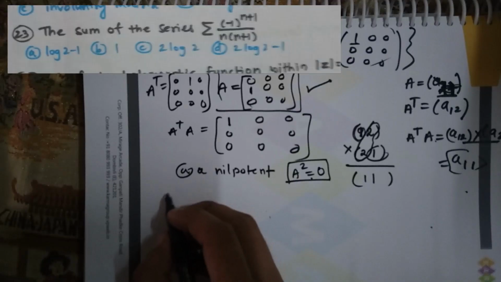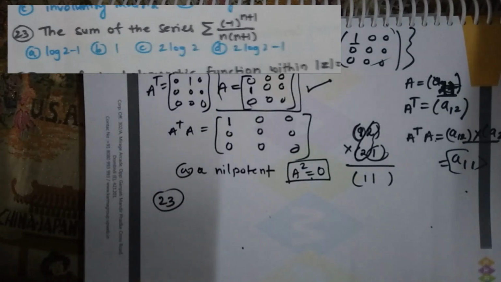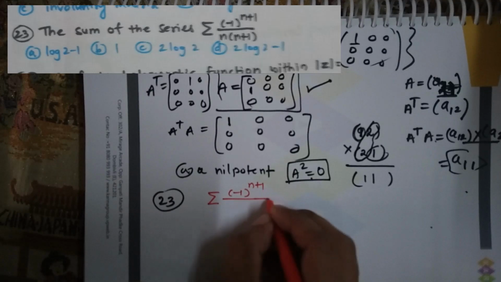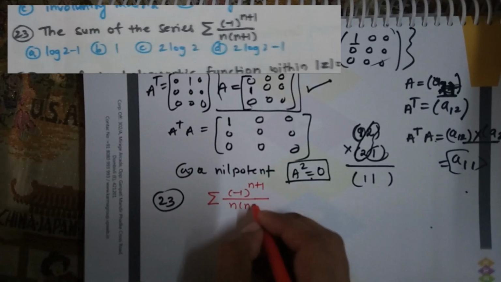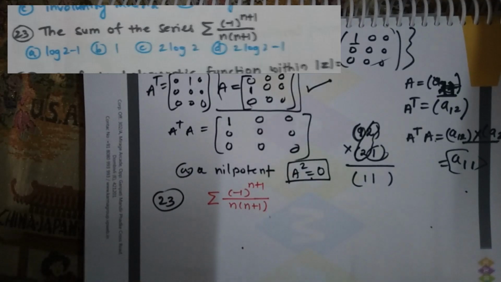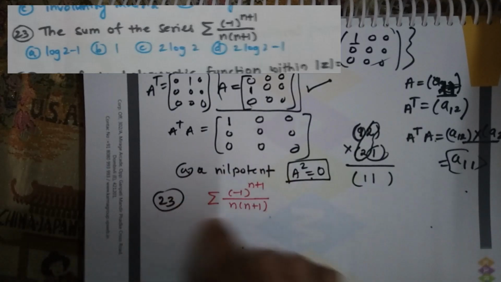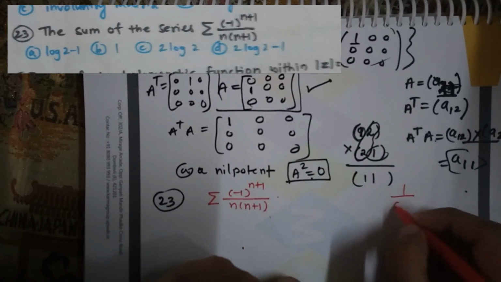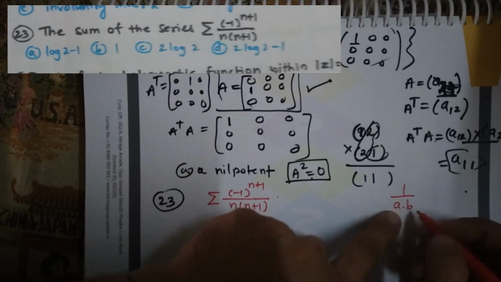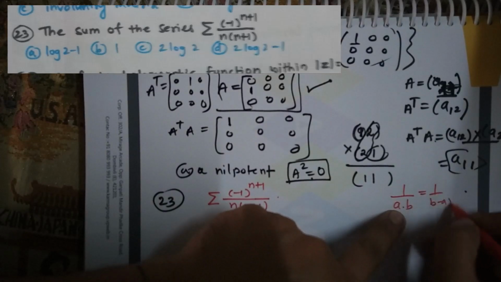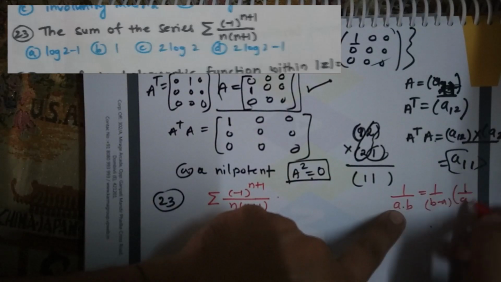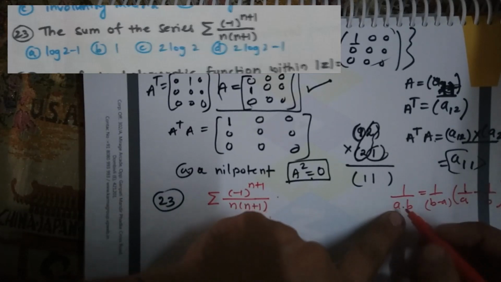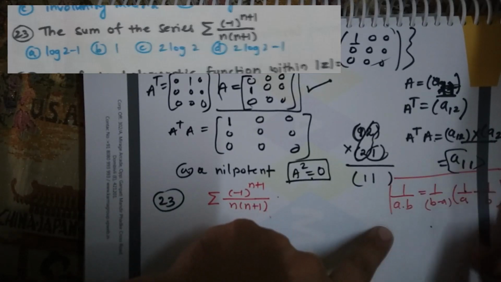Okay, let's look at question 23. It says minus 1 raised to n plus 1 upon n into n plus 1, and they want us to find the sum of this series. If you look carefully, this is nothing but an alternating series, and we know how to write 1 upon A into B. This is nothing but 1 upon B minus A, times 1 upon A minus 1 upon B. This is the formula I'm going to use.